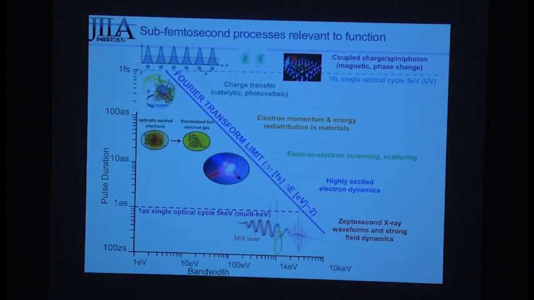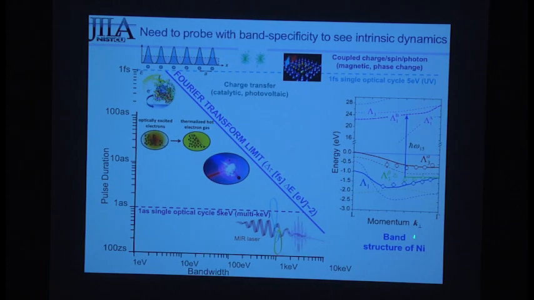Okay, so I showed this slide yesterday of what could we look at? Are there things that happen? What I'm going to talk about is electron screening and scattering, and how we would make that measurement. We have to make the measurement in a band-specific way, because that's how the electrons see each other.